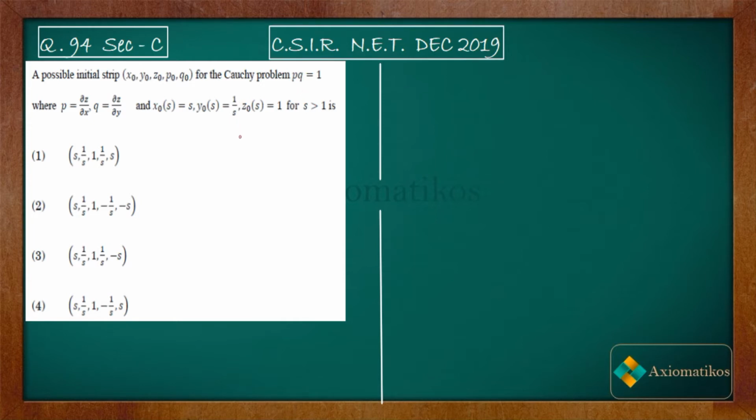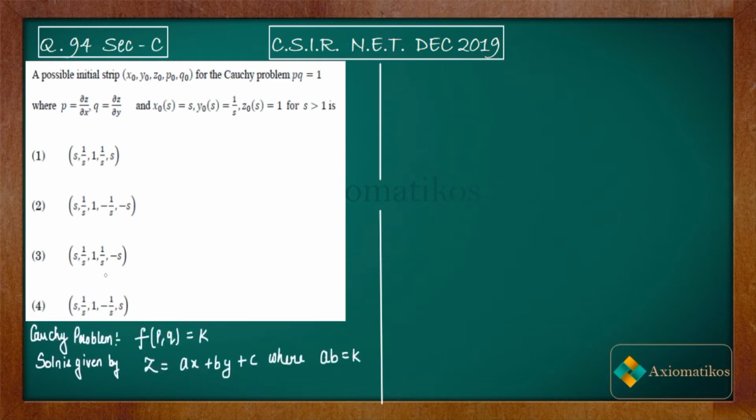So we have a Cauchy problem. Now what I want you to know, a note. So let me write that note for you and then we will discuss that note. So this is how a general Cauchy problem looks like. If we have f, a function of p and q, where p and q are the same as defined over here, and it is equal to k, where k is some constant, then the solution for this Cauchy problem is given by z equals ax plus by plus c. Now what are a and b? We don't know, but we know that their product will be k.